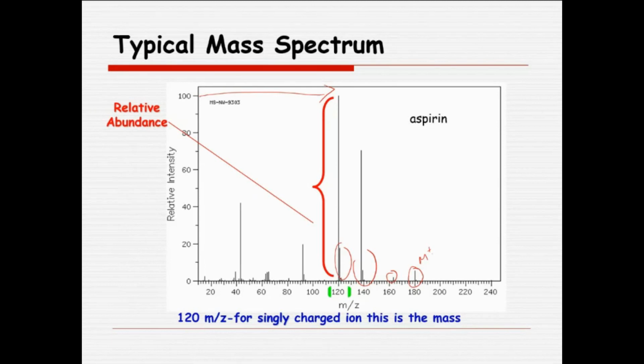One of the fragmentations will be very common. Why? Because that particular fragmentation gives you a stable ion. I'll give a simple example. For example, I have something like this.